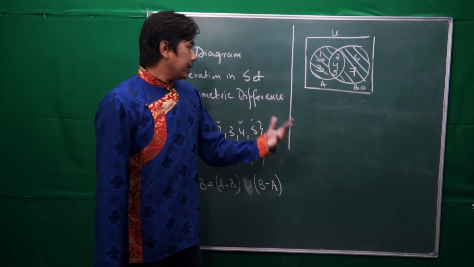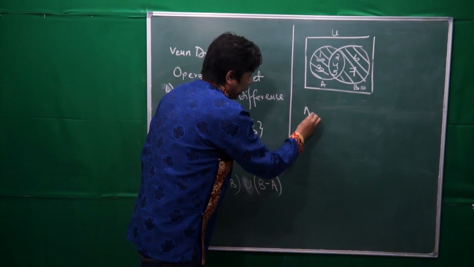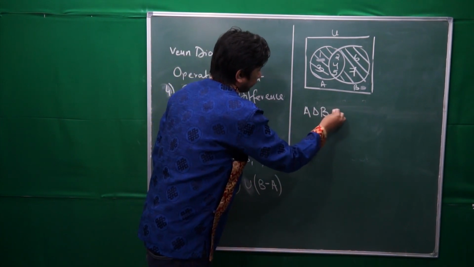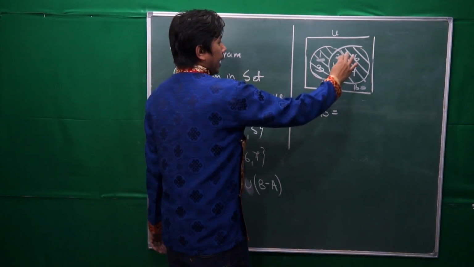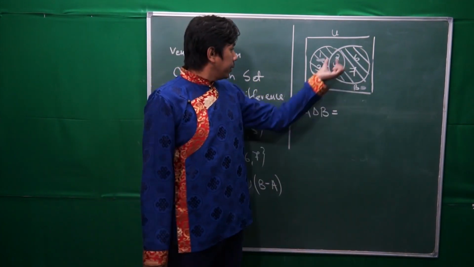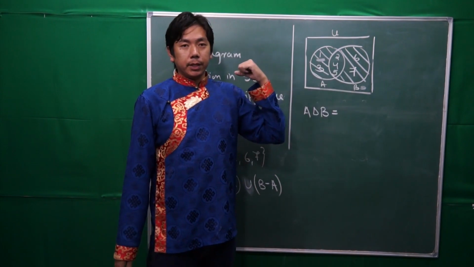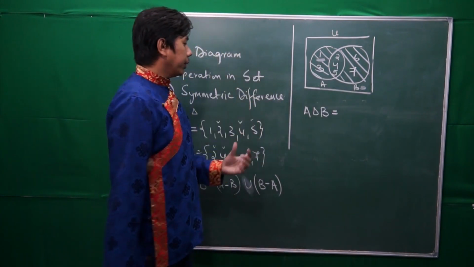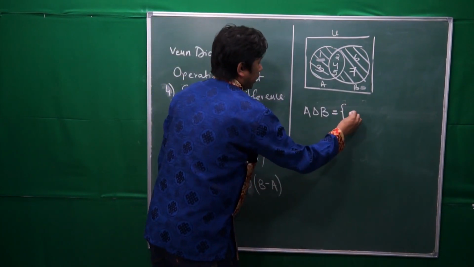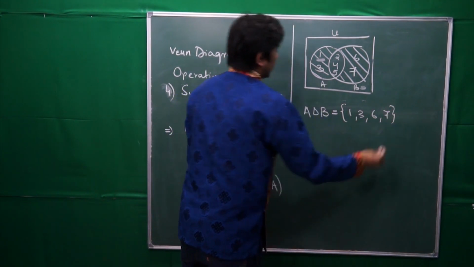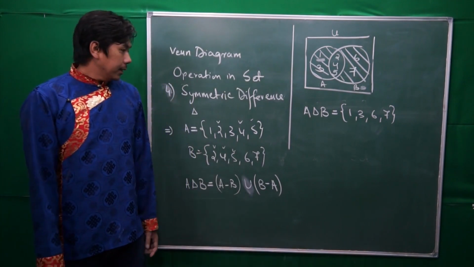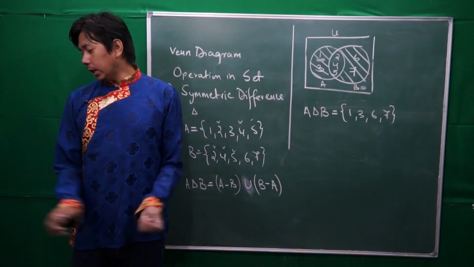So you can clearly see the symmetric difference between A and B is equal to this region and this region, excluding the central region. Is it clear? So the resultant set would be 1, 3, 6, 7. Clear? Okay.